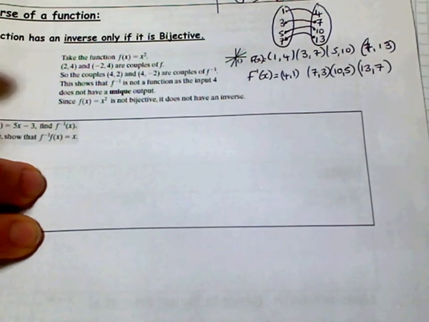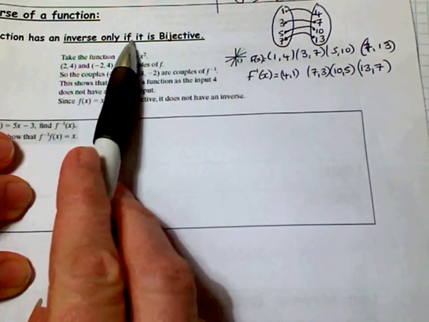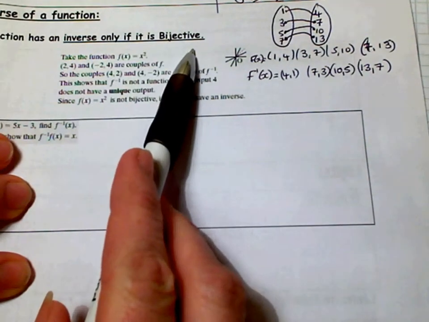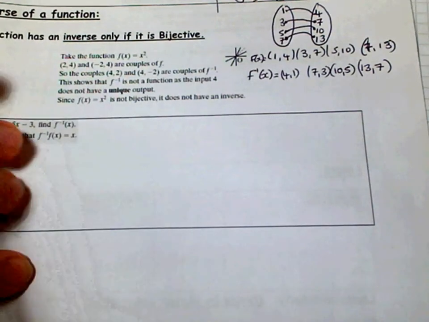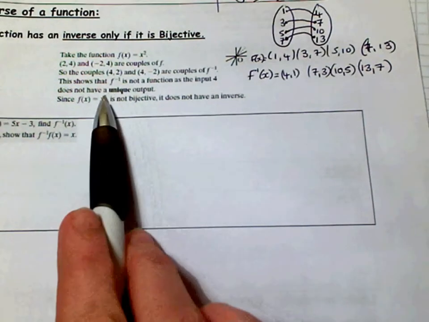The inverse. Now, from the notes, you can see there that a function has an inverse only if it is bijective, okay? So it has an inverse only if it's bijective. So remember, the definition of a bijective function is a function that is both injective and surjective, okay? Remember, an injective function, the input will have a unique output, and a surjective function, the range will be equal to the codomain.